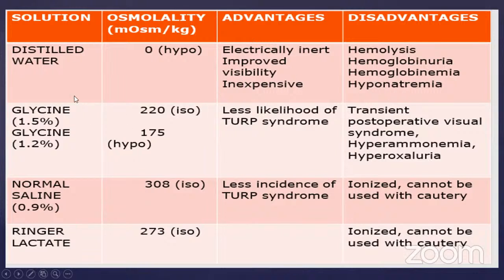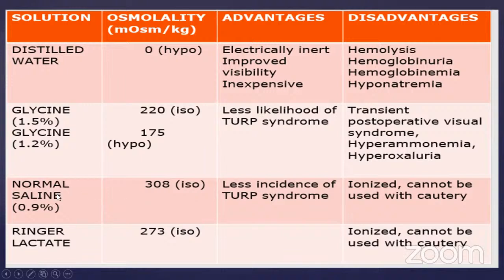The other fluids are glycine 1.5% and glycine 1.2%. Glycine 1.5% is isomolar with body fluids. The advantage is that there is less likelihood of TURP syndrome. The disadvantages are that transient postoperative visual syndrome can occur, and hyperammonemia and hyperoxaluria can occur.